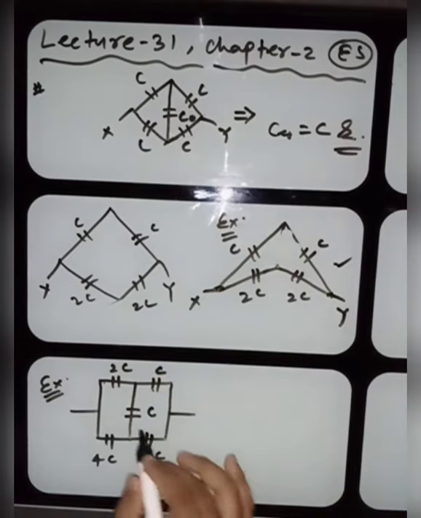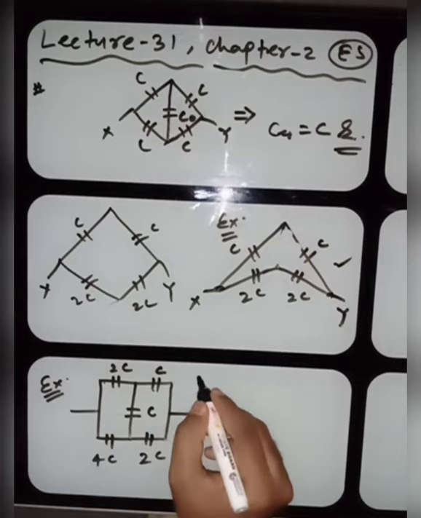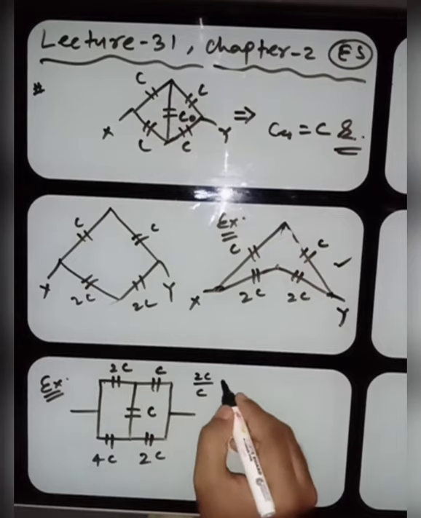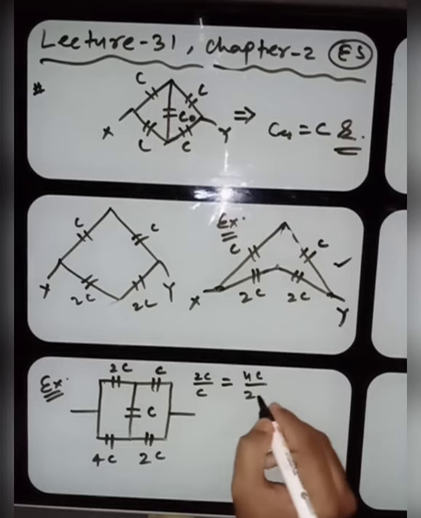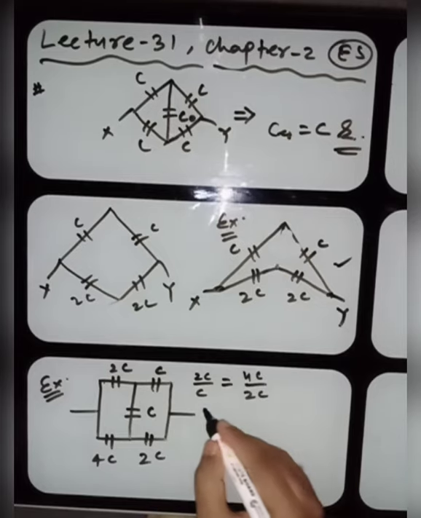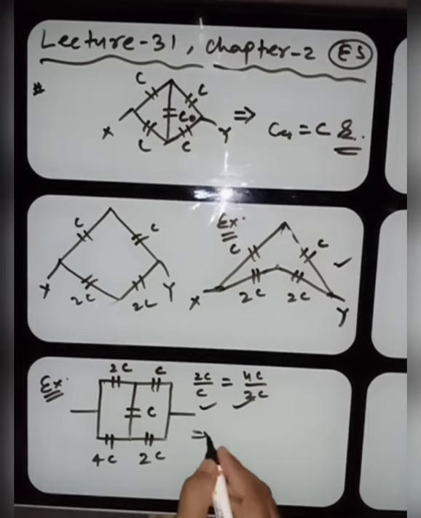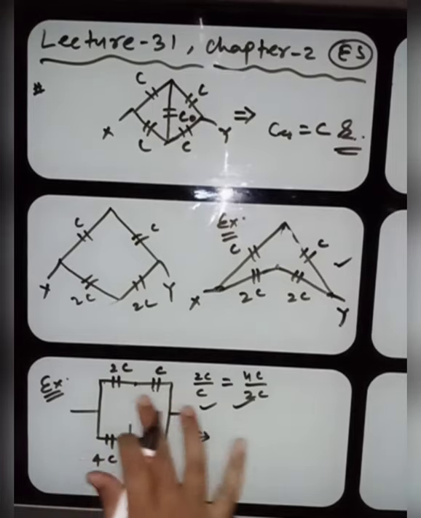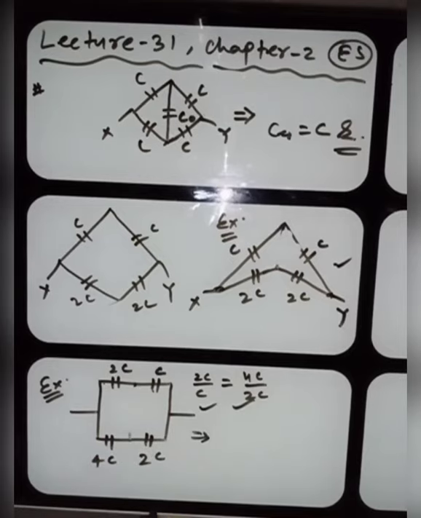Now next one, this one. 2C by C, whether this equals 4C by 2C. The answer is yes, this is a balanced Wheatstone bridge, and the final circuit looks like this one. This will be removed. These two are in series, these two are in series, and then parallel. I hope you can solve this one, my dear student.